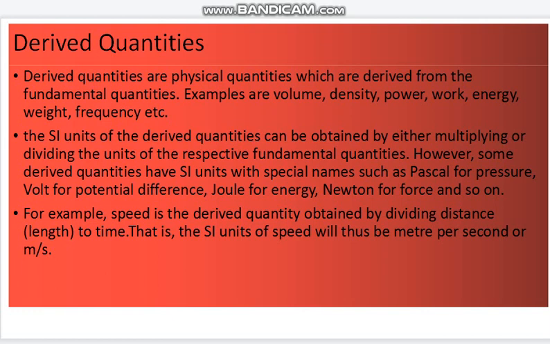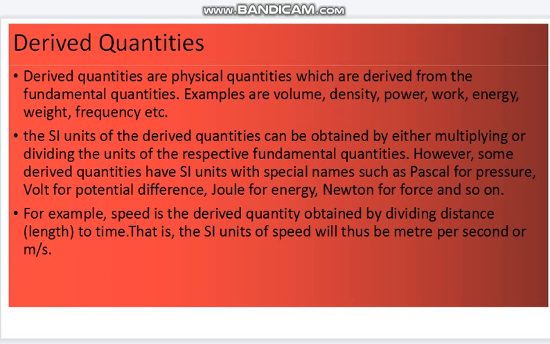The SI units of derived quantities can be obtained by either multiplying or dividing the units of the respective fundamental quantities. However, some of the derived quantities have SI units with special names. Example, Pascal for pressure, volt for potential difference, joule for energy, Newton for force, and so on. So the units we observe from the derived quantities are like that.